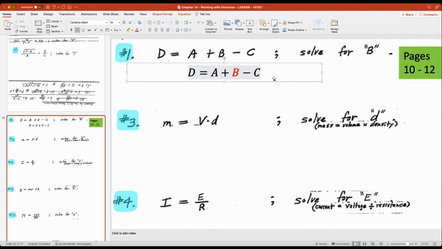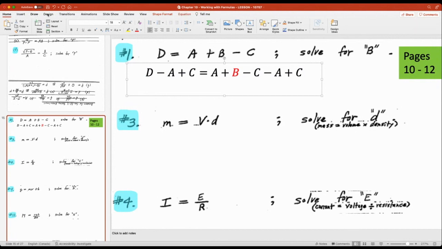Oh, nicely done. So what I'm going to do is move everything over that's not a B. So this A here has got to go. I'm going to subtract A. But whatever you do to one side, you do to the other side. Also, there's a minus C here, so we're going to add a C. But whatever you do to one side, you do to the other side. But what happens when you move to the next step? Well, let's take a look here.